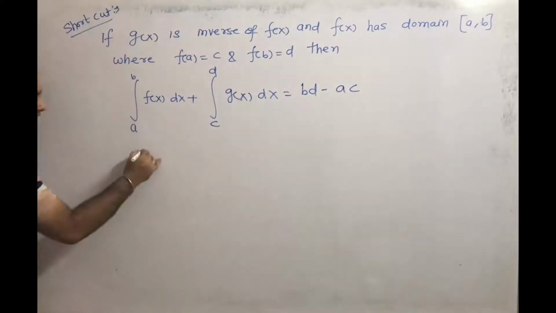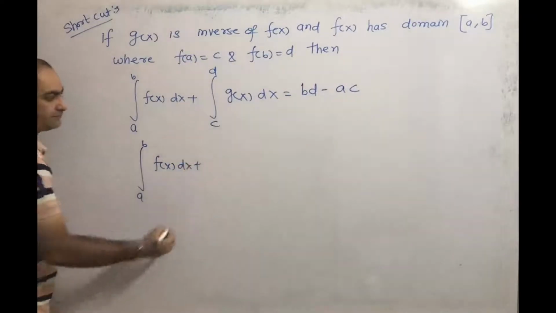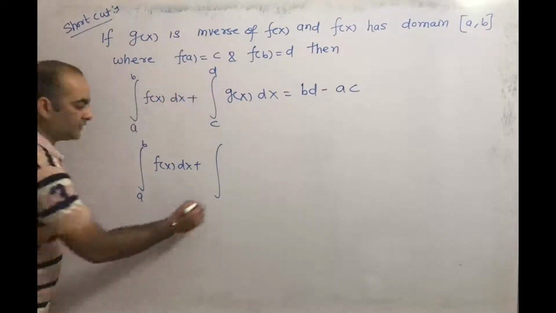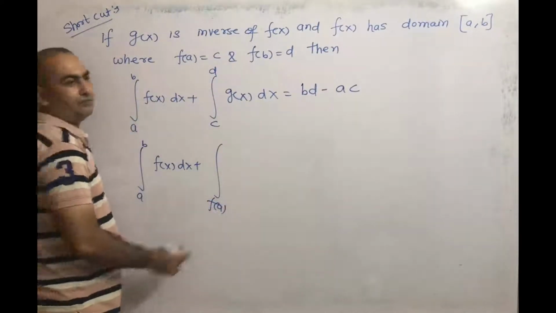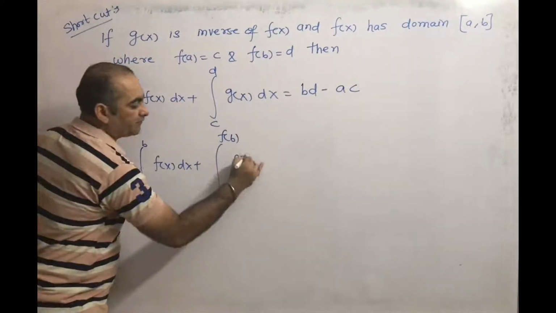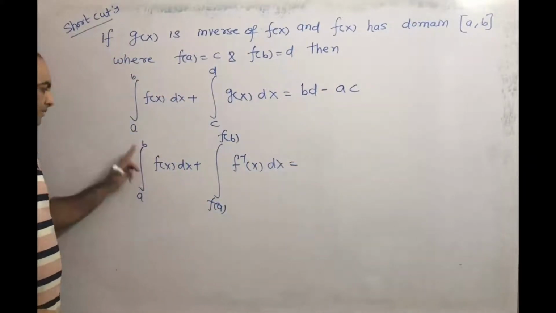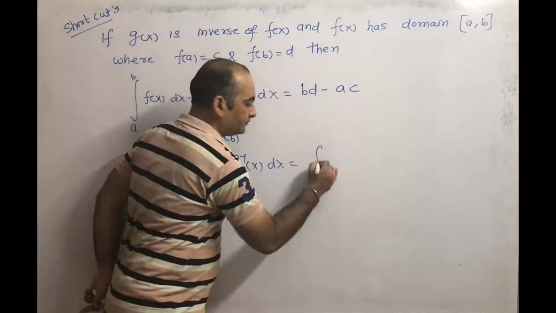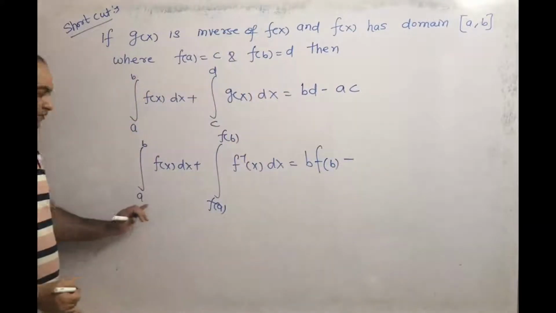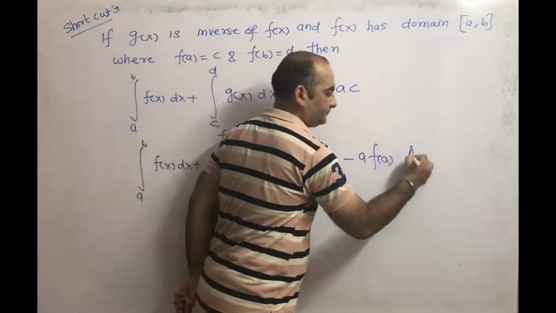Okay, so how to write this one again? Integration a to b f(x) dx plus integration, what is c? f of a. And what is d? f of b. And here we have f inverse x dx. So this value will be b into f of b minus a into f of a. This is your answer.